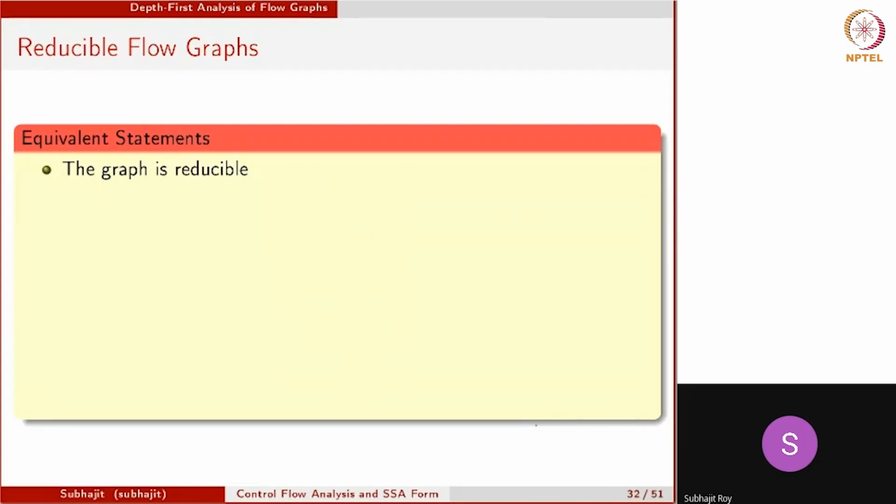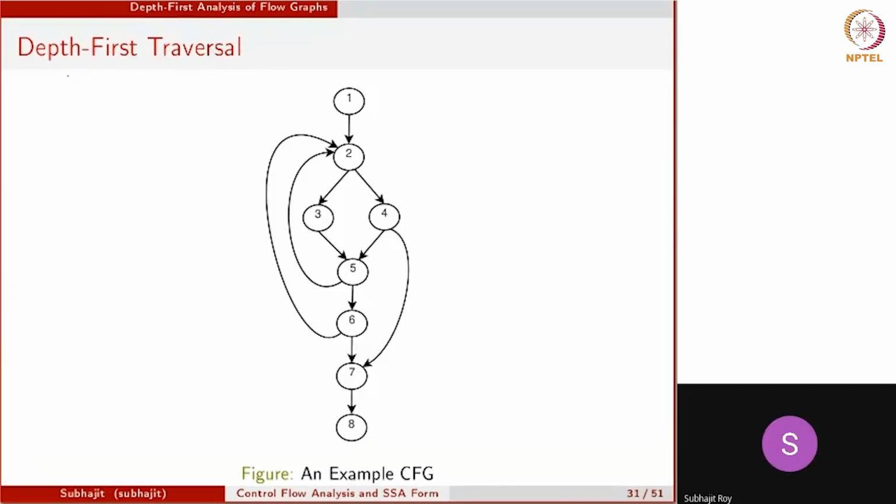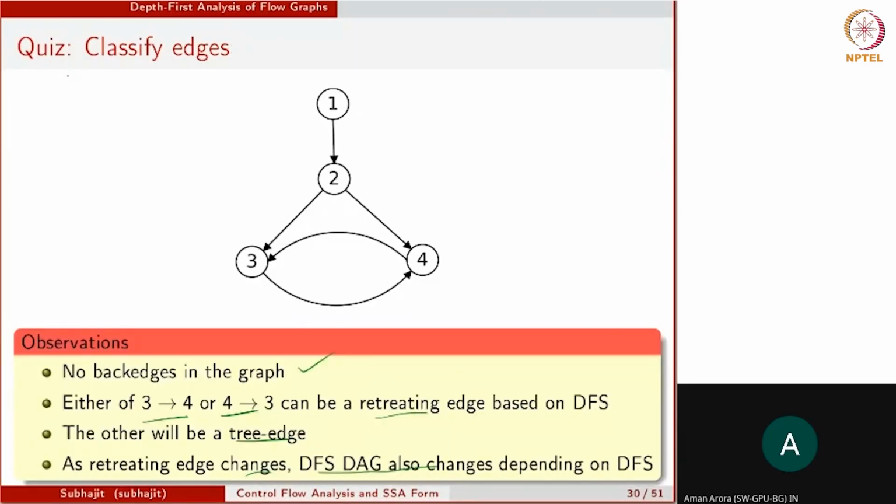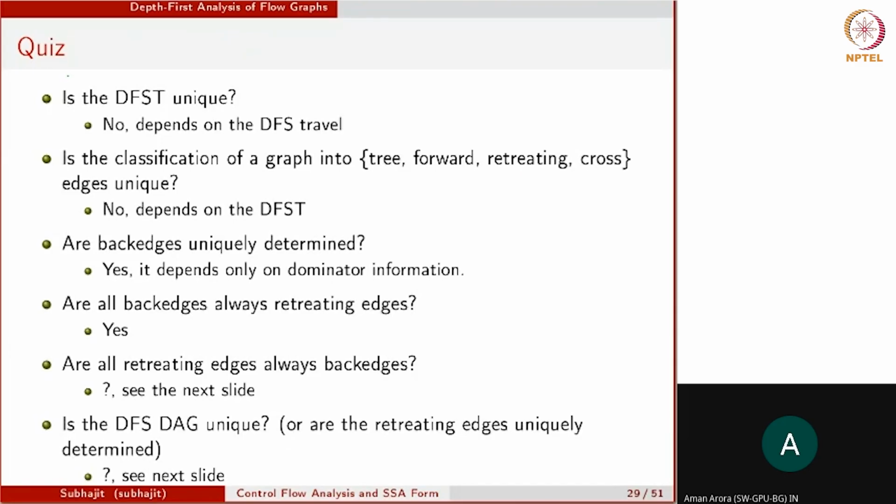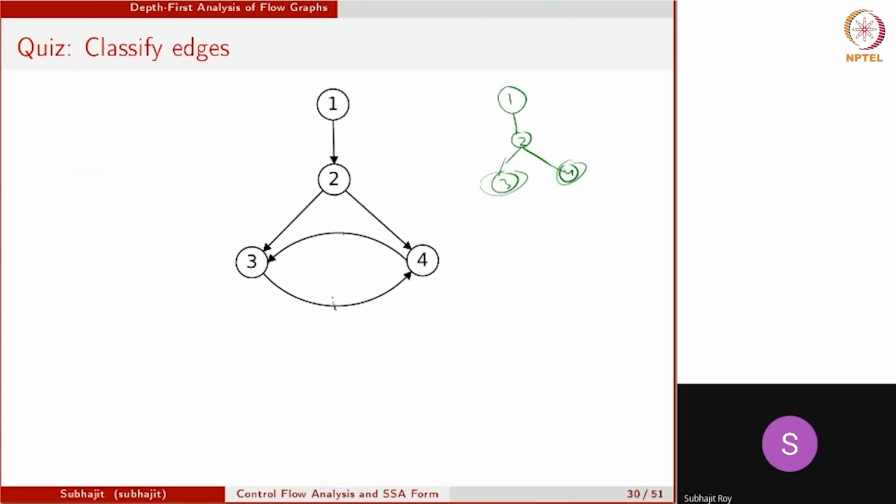So the next thing I come to is this very important class. Yeah, please go ahead. The question in the previous slide was: are all retreating edges back edges? Was that answer yes? All back edges are always retreating edges, but all retreating edges may not be back edges. It's a no, because we saw that case. This is a retreating edge, but there is no back edge here.